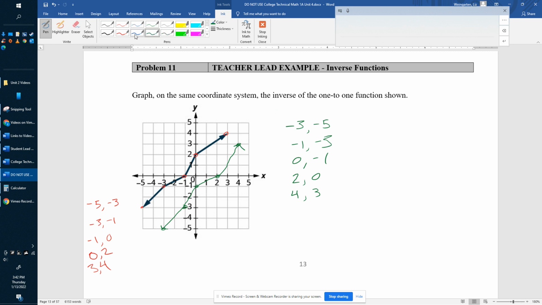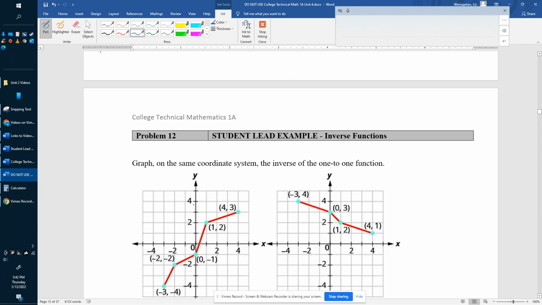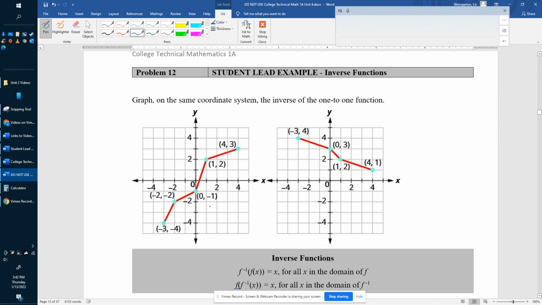Now, if you look at this closely, you will see that it is a mirror reflection of this line right here. This blue line represents x equals y. So when you are graphing your inverse, it should flip over this line. It should be a mirror image. So take a moment, try graphing problem 12, and we'll see how you do. Make sure you end up with a mirror image of what you currently are seeing.